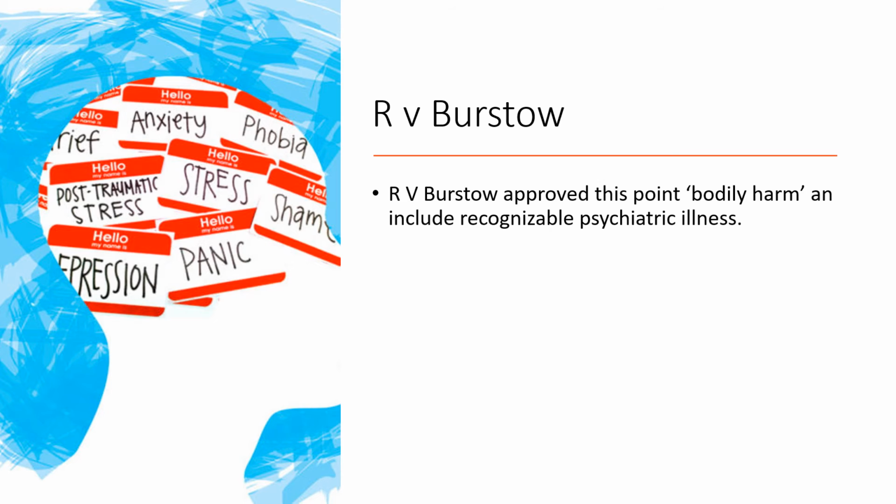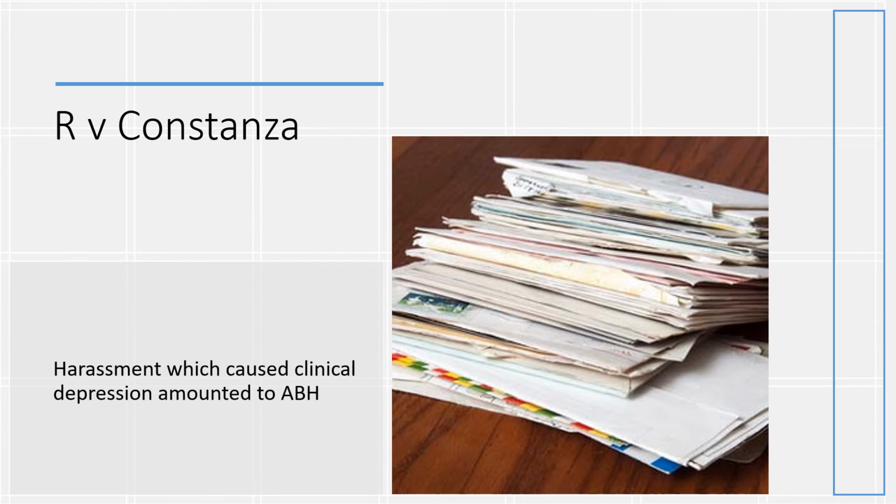Now, in Burstow, again, this approved the point that bodily harm can include a recognisable psychiatric illness such as depression, PTSD, anxiety, stress, and so on. Now, Constanza, again, clinical depression amounted to ABH, so the actual bodily harm was harm of the mind there.